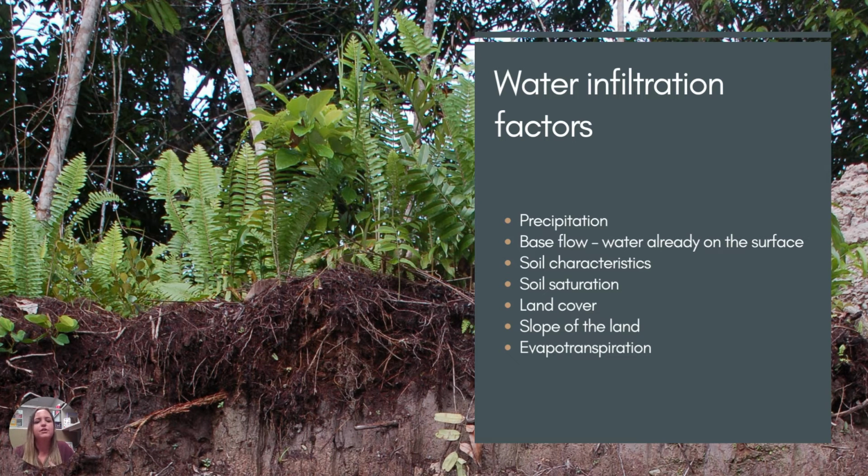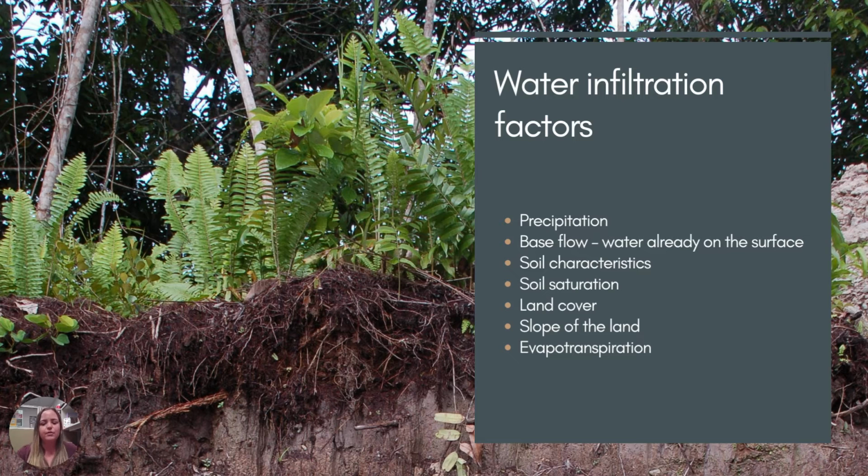Okay, so some of the factors that improve or change the amount of water infiltration we see are precipitation, so how much water we're getting, and the base flow, so what water is already on the surface. If it's already saturated and there's water on the surface, there's not going to be as much infiltration. Soil characteristics, so does your soil have a lot of room to spare for water or not? The saturation of the soil, so is the soil already saturated with water? More water can't fit if it's already saturated.